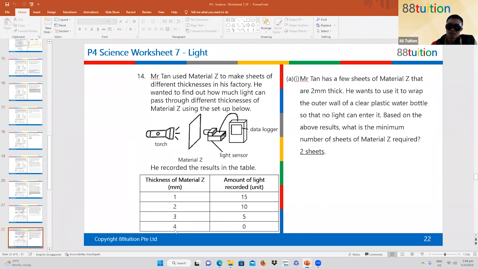But you need the thickness of the sheets to be 4 mm. The total thickness of the combined sheets must be 4 mm. You know that each sheet is 2 mm thick. So to make 4 mm, you need 2 sheets of material Z, this one, okay? So that 0 amount of light passes through. Questions? All right, next.